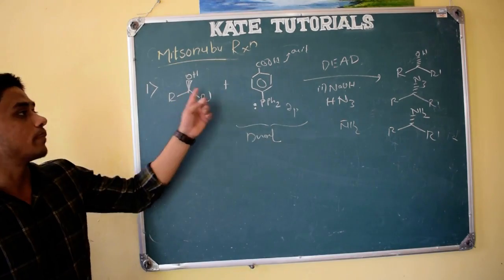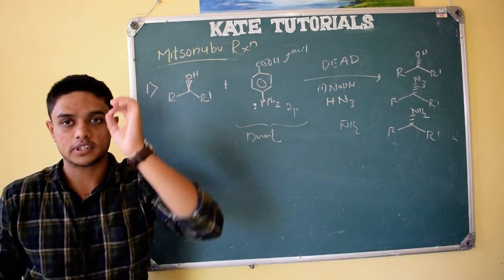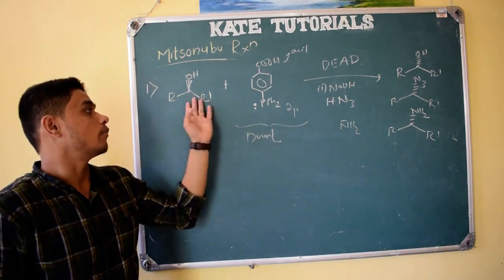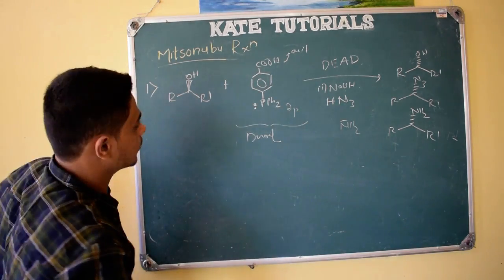So here above the plane, here below the plane. If it is below the plane, then there above the plane. So you should know the stereochemistry. This is nothing but pure SN2, inversion of configuration. Above plane becomes below or below plane becomes above. So let us see the mechanism of it.